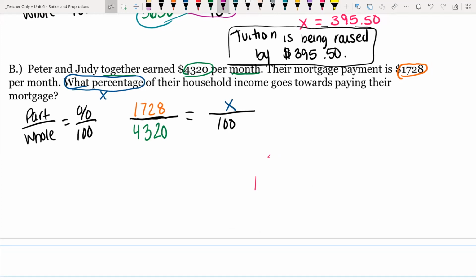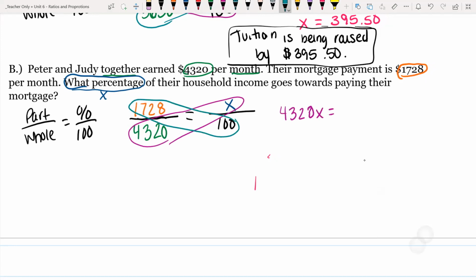Okay, so now we cross multiply. We do 4,320 times x. So we get 4,320x equals, and then we do 1,728 times 100, 172,800. And now we divide both sides by 4,320. And you should get x is equal to, what's it equal to? It's equal to 40.